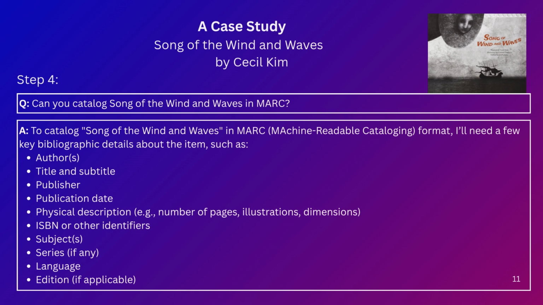I then tested whether Copilot could generate a MARC record. Initially, I asked it to create a catalog record for the book title. Interestingly, Copilot responded by requesting additional metadata, an encouraging sign of its evolving understanding of catalog requirements. This contrasts with earlier, less accurate responses, and it underscores the need for human oversight.